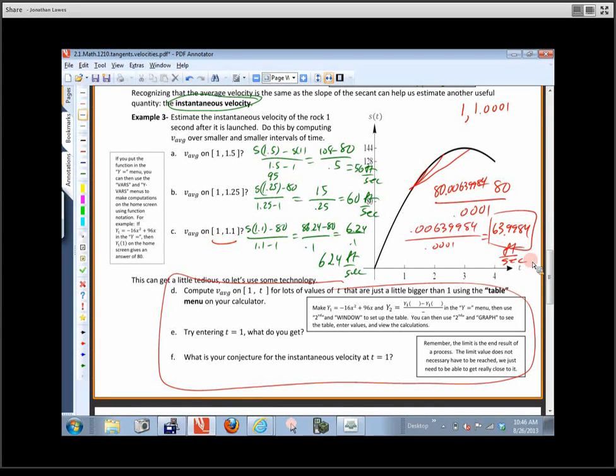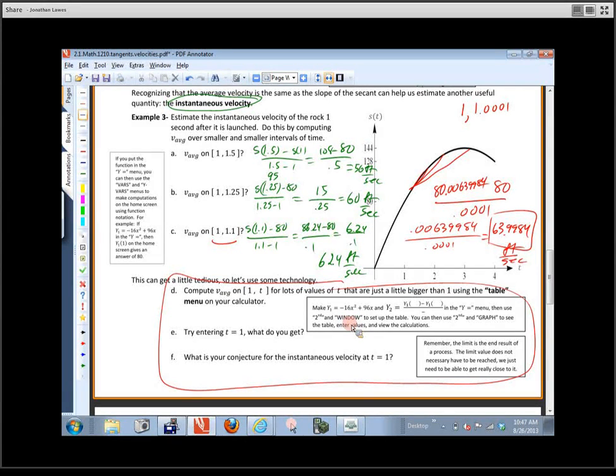So if you had to take a guess at how fast it was going exactly 1 second after we threw this rock in the air, how fast would you say? 64. You'd say about 64. Now, how could we confirm that? Go the other way. You could come from the other side, okay, and it would probably be getting closer and closer to 64 from the other direction. These are smaller and getting bigger. They'd be bigger and getting smaller, okay?